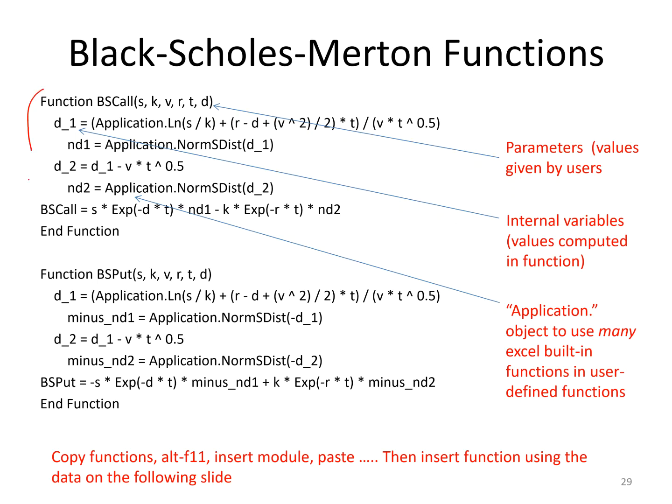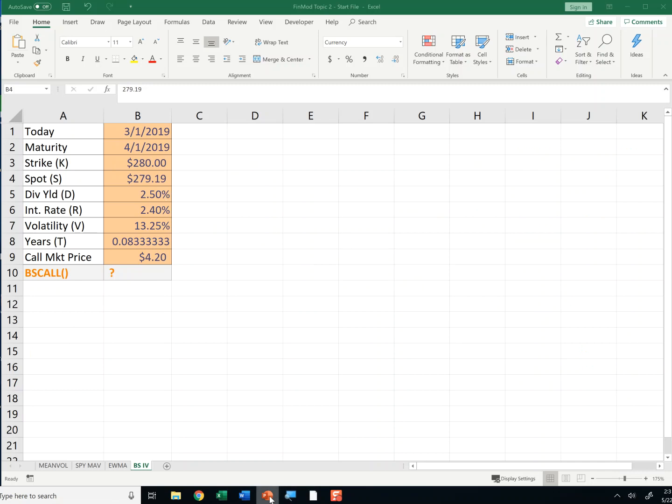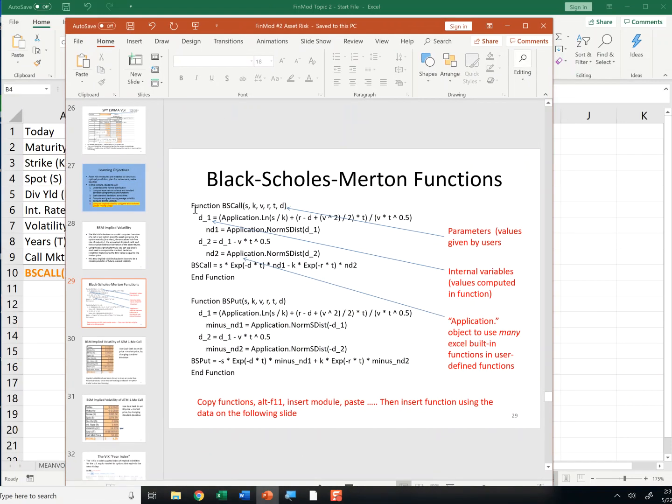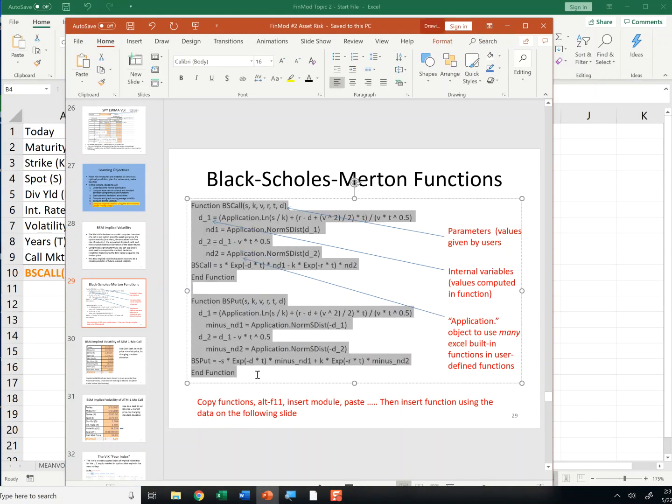So this function called BS call and this one called BS put are the simple formulas that Black-Scholes and Merton developed to price options. What we're going to do is copy these formulas and put them into a module. So I'm going to back out of here, go back to my PowerPoint, and copy those functions. Control C.